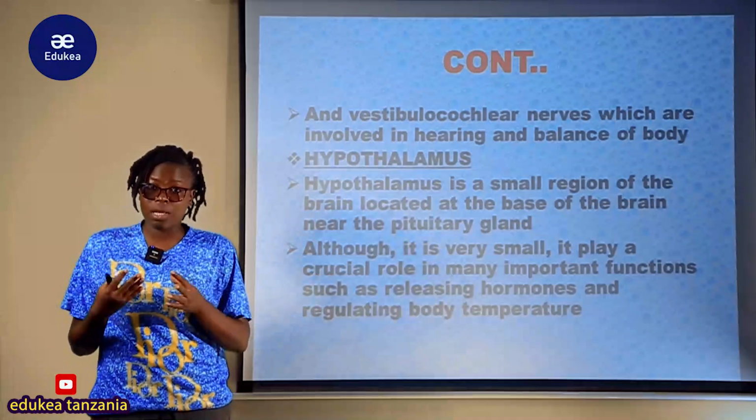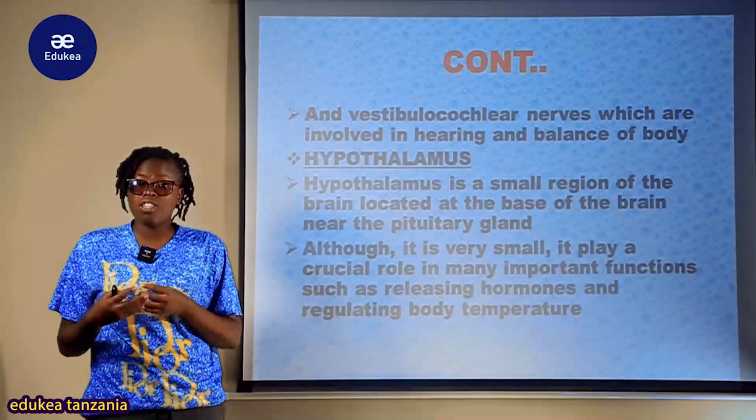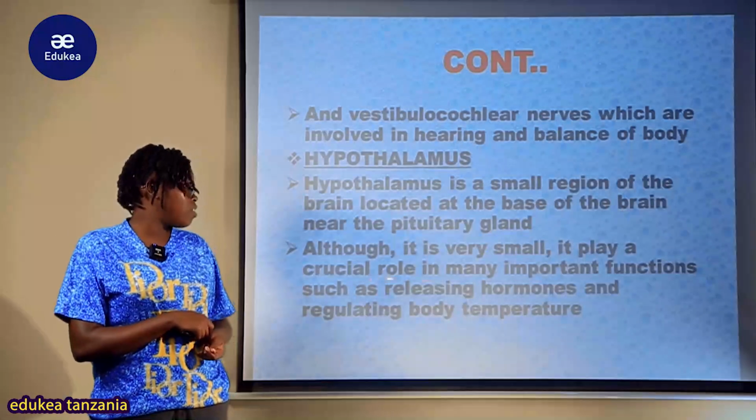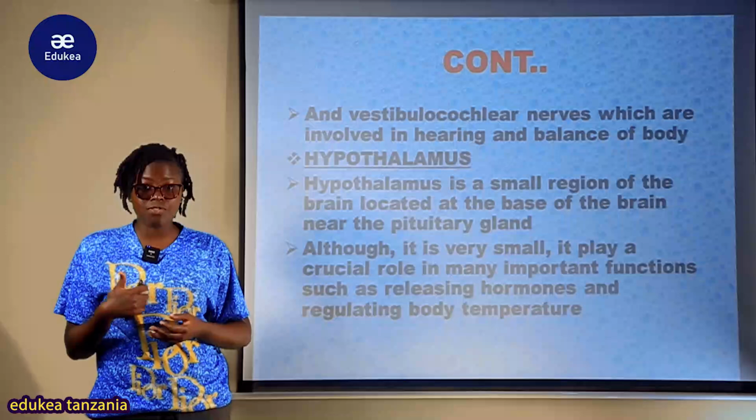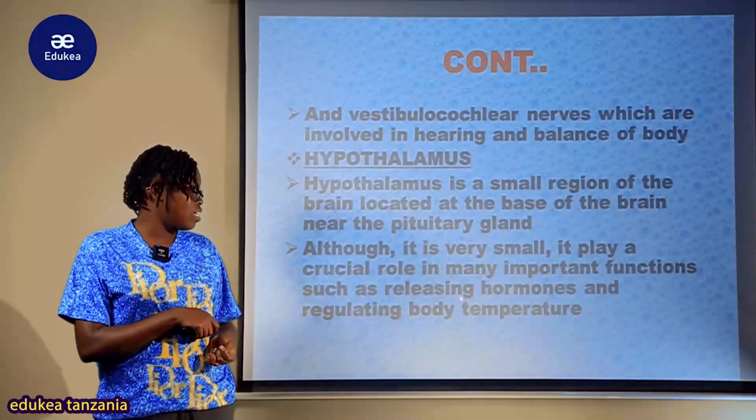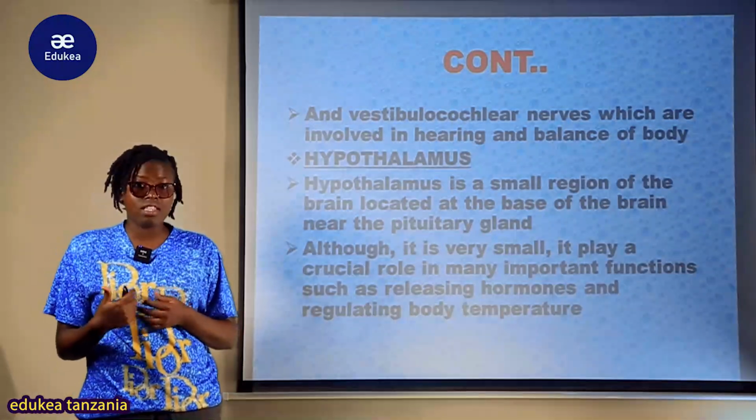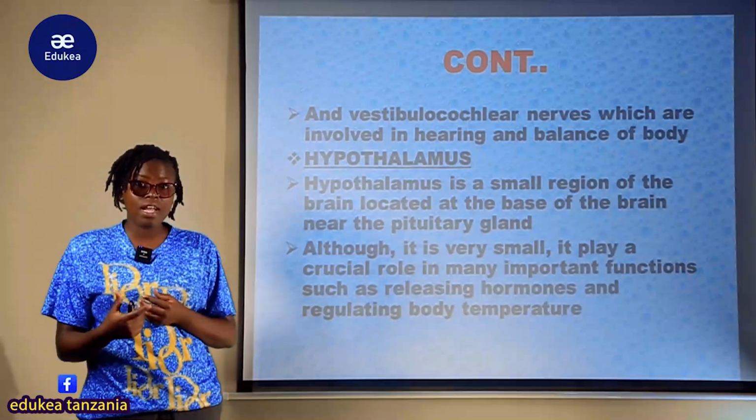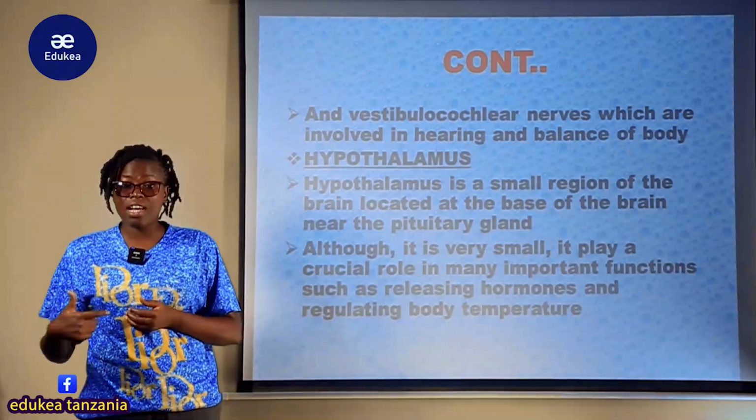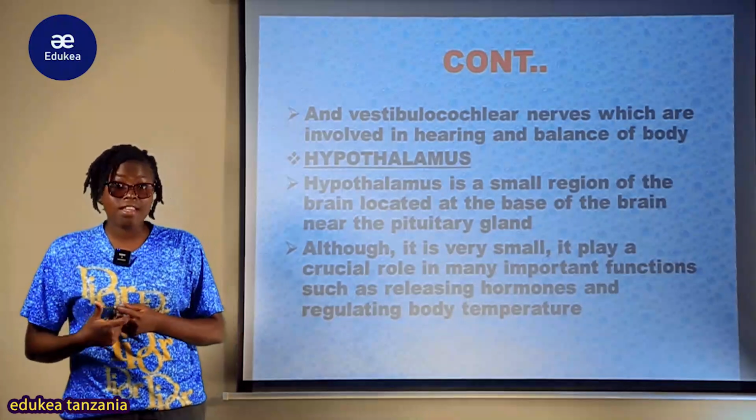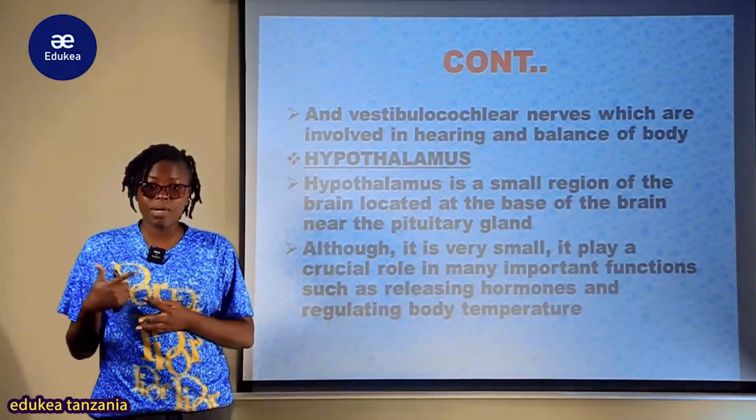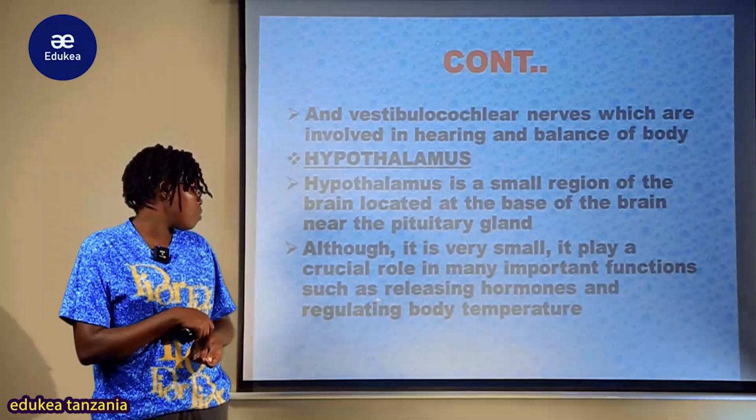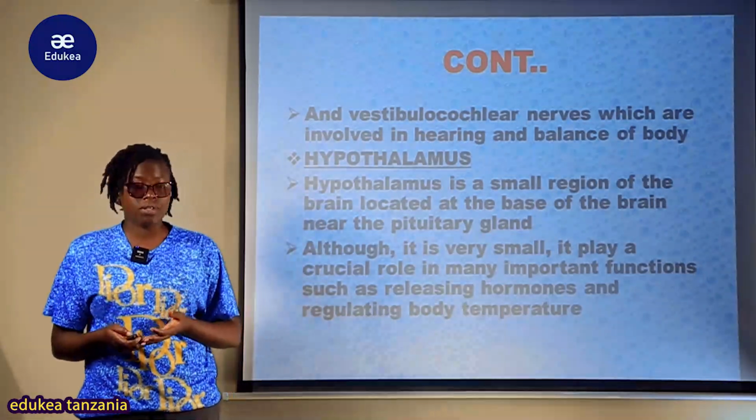So the main function of the hypothalamus is in the control or coordination of the nervous coordination system. Although it is very small, it plays a crucial role in many important functions, such as releasing hormones. It also plays a role in the release of hormones to the pituitary gland, which are transmitted through the blood stream to the pituitary gland for other secretion depending on a particular detected stimulus in the body. For example, releasing hormones and regulating body temperature.